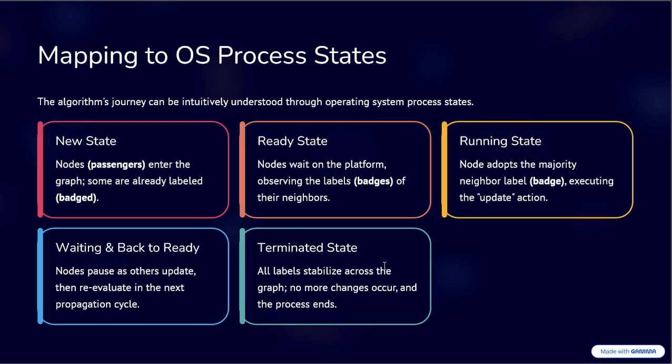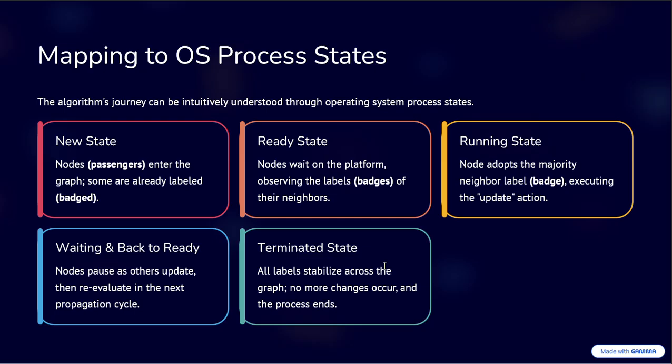So next, mapping to OS process states. Now let's connect this to operating system states. In the new state, it is like a passenger entering the metro. Some already have labels, some don't have labels. In the ready state, the passengers are just waiting and watching others. And in the running state, they are actually picking up the badges. They update themselves from their neighbors.